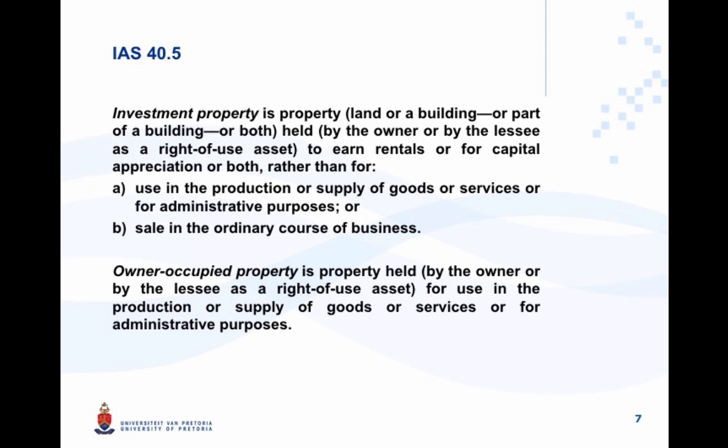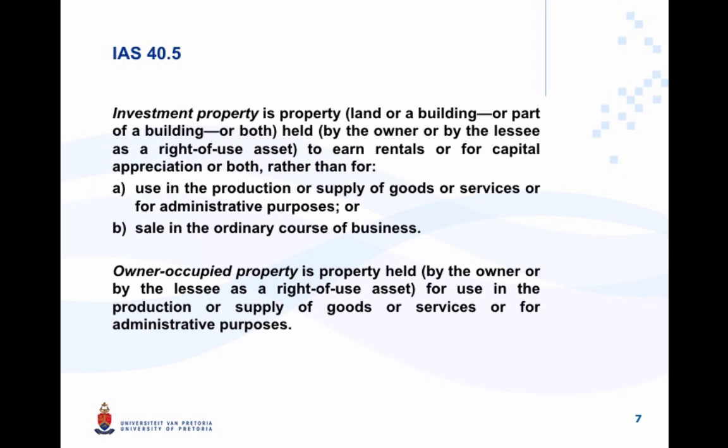IAS 40 paragraph 6 is the definitions paragraph. Investment property is defined as property, must be land or a building or part of a building or both, that is held to earn rentals or for capital appreciation or both, rather than for use in the production or supply of goods or services or for admin purposes or for sale in the ordinary course of business.